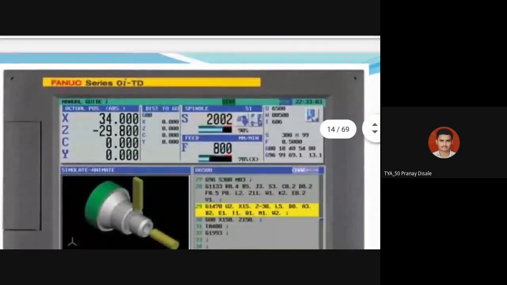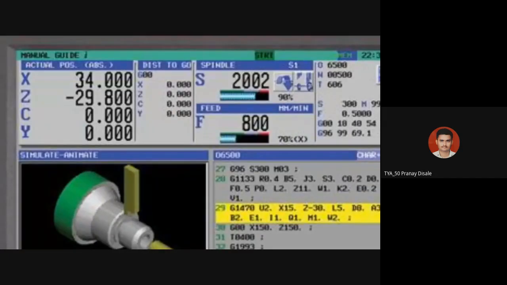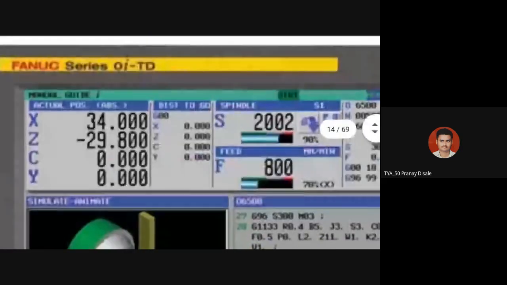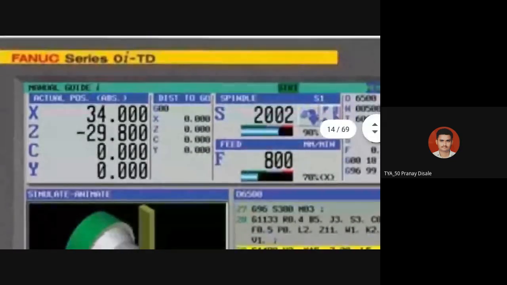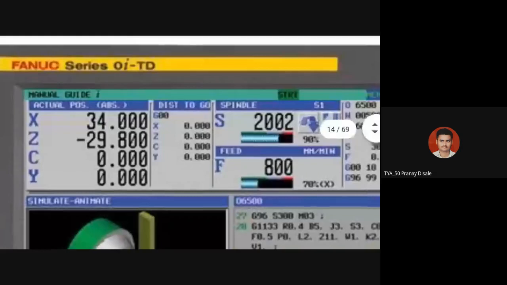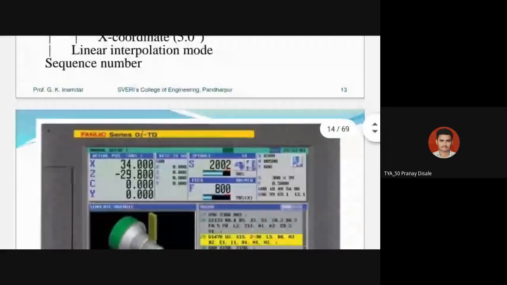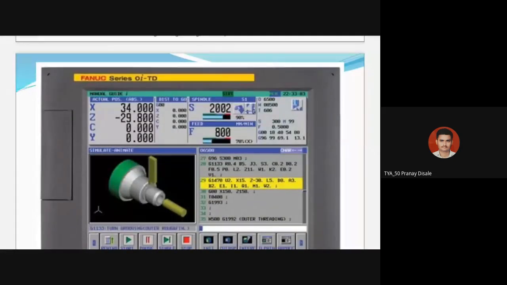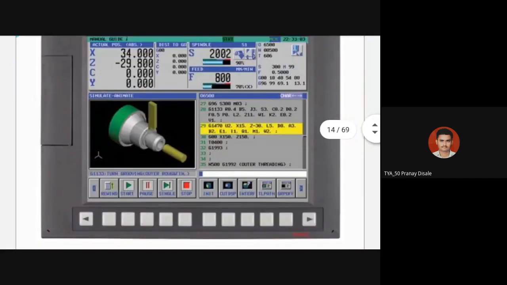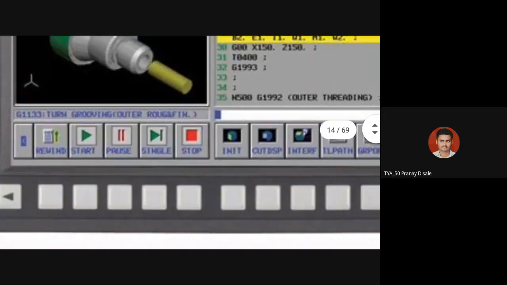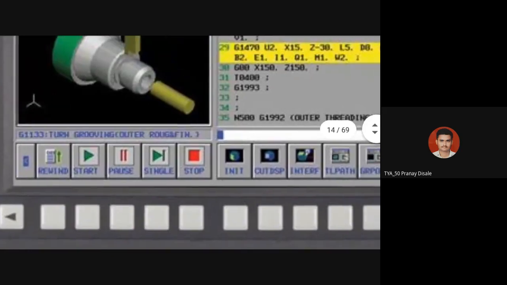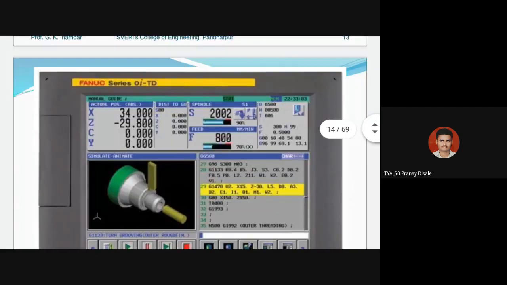Whatever the speed of the spindle and whatever the speed in the x direction, all these things will be shown in the digital display: spindle speed, distance, the x direction, z direction, y direction. All these things will be displayed on the computerized or numerical digital screen. There are also some input methods, and animation and simulation are also available. This is all the part program related information.